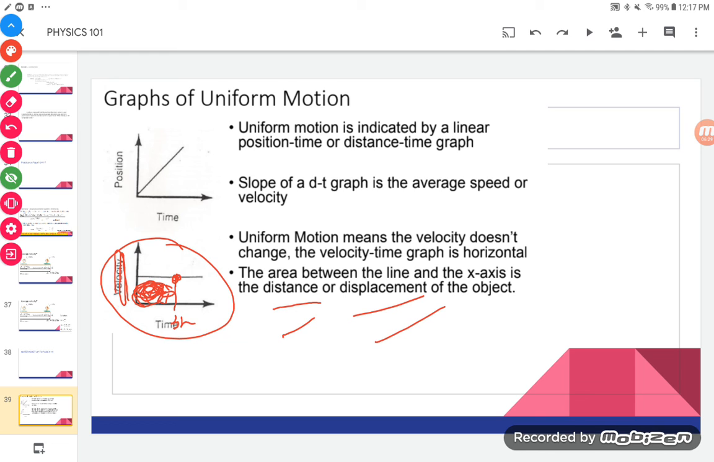Same with over here, okay, so you're going to find the area underneath, and the area underneath here is speed or velocity, so it's the opposite. Remember, when you're finding the area of a triangle, it's base times height divided by 2, whereas the rectangle is just base times height, okay? So remember that part, okay?